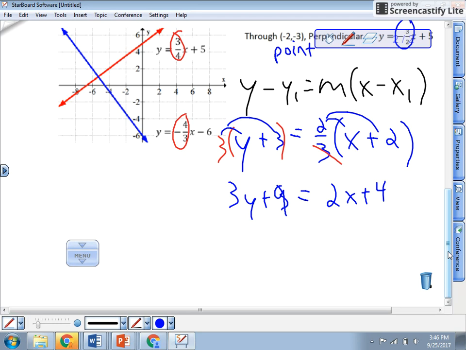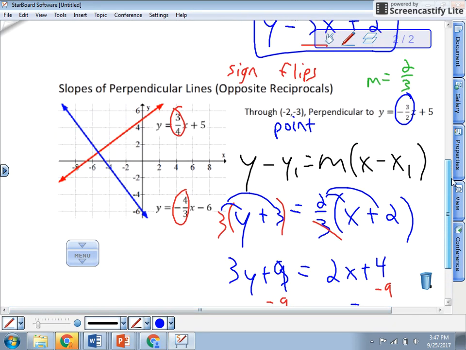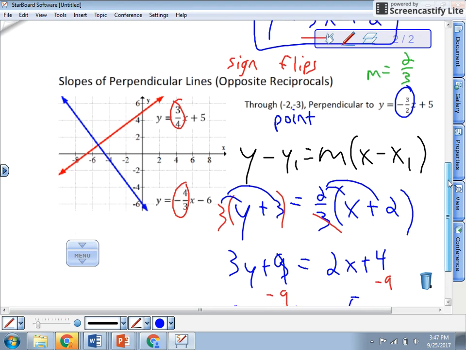Then all we have to do from here is get y by itself, which you guys are pretty good at. Subtracting 9, we have 3y equals 2x. 4 minus 9 is -5, and then we divide everything by 3. So our final answer is y equals 2/3 x minus, that doesn't reduce, so it is -5/3. And there is our final answer. Notice 2/3 is the opposite reciprocal of our original line's slope, -3/2.